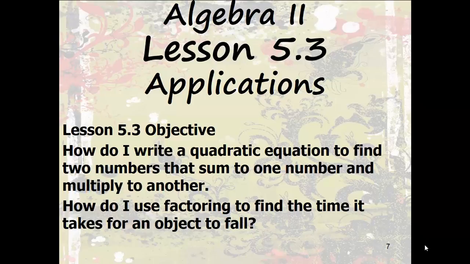All right, our next step is to apply this solving by factoring to some applications. So we're going to do a little bit of number theory. How do I write a quadratic equation to find two numbers that sum to a given number and multiply to another number, which goes right along with how we factor? And then how do I use factoring to find the time it takes for an object to fall?